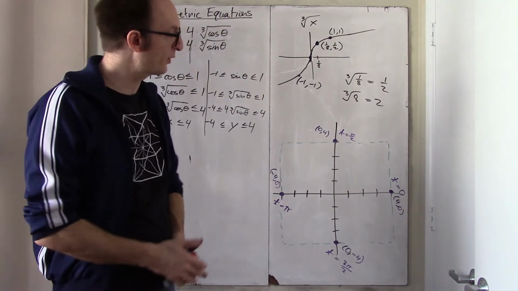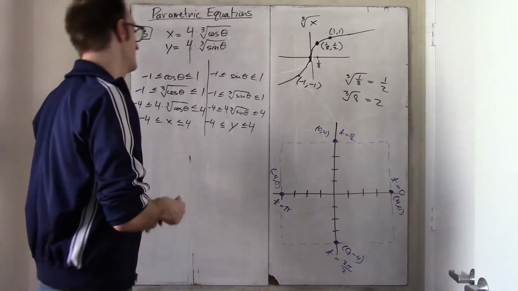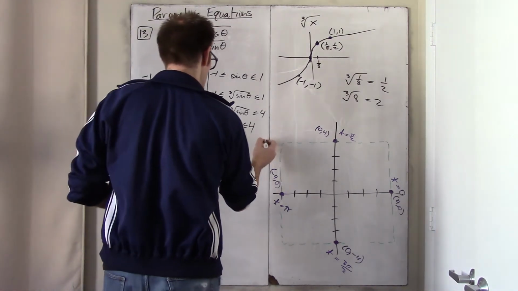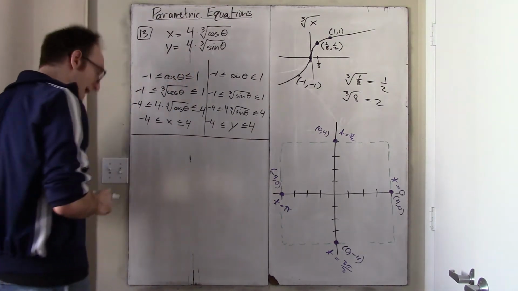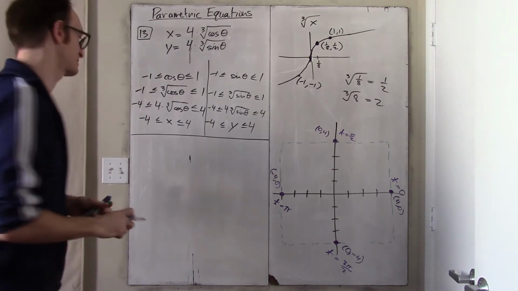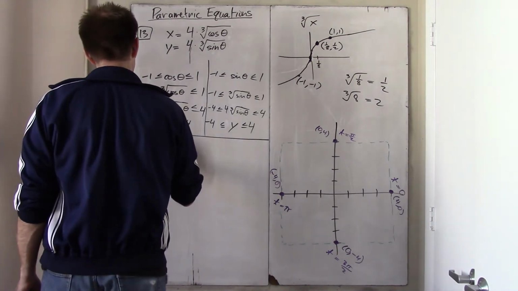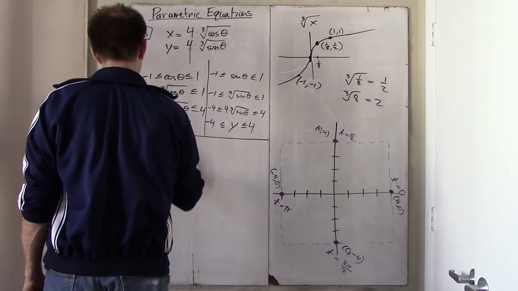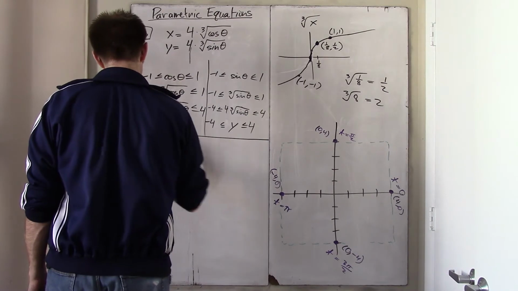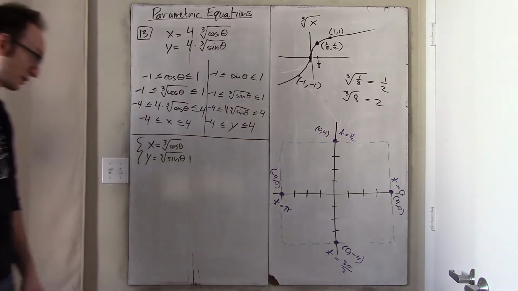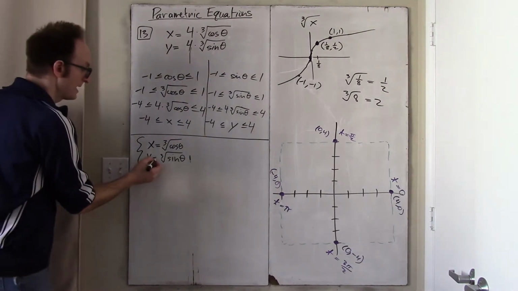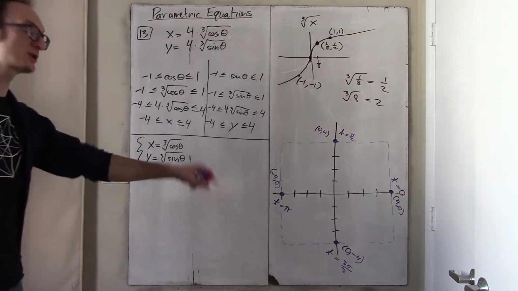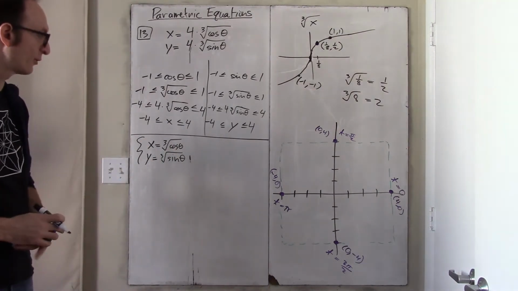Now, you could plot some points and you could get some reasonable guess about this, but I would like to do something else. First of all, this 4 is kind of a distraction. So let's just solve the separate problem of what's up with x equals cube root cosine theta, y equals cube root sine theta. And if I can determine what this pair of parametric equations looks like, well then my shape will just be that, but dilated by factor 4.